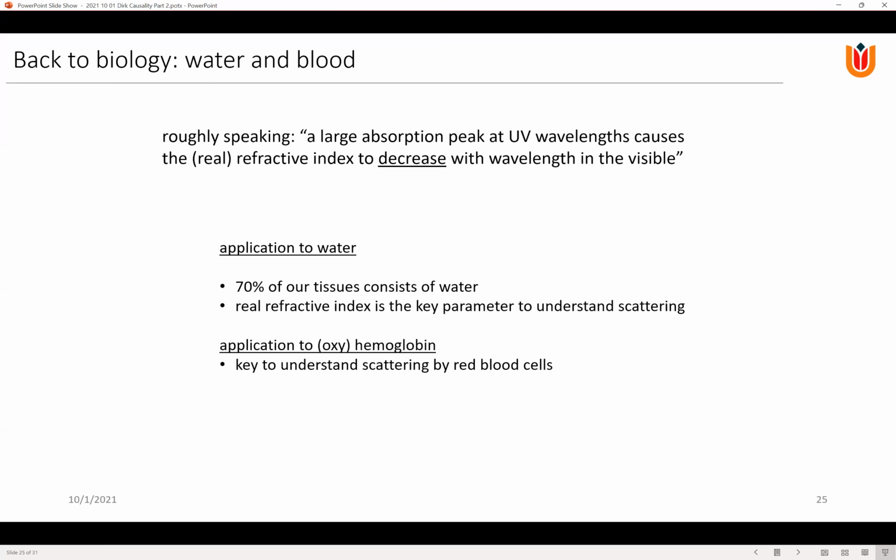We can apply that to water. 70% of us is water. So 70% of your exam question is water. Then you pass.